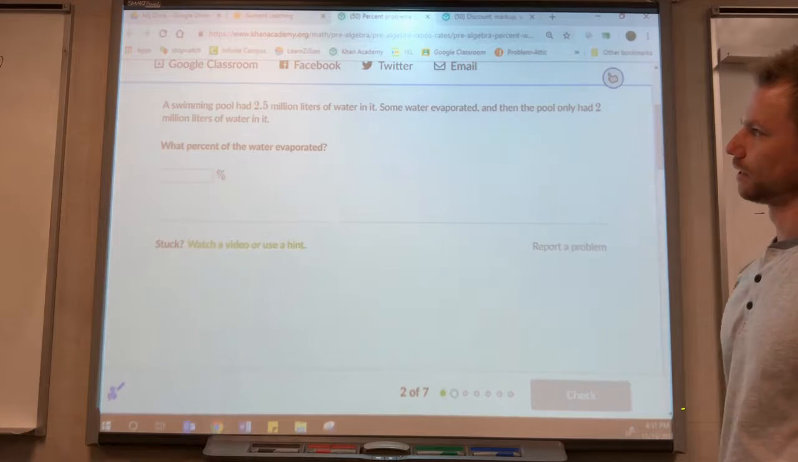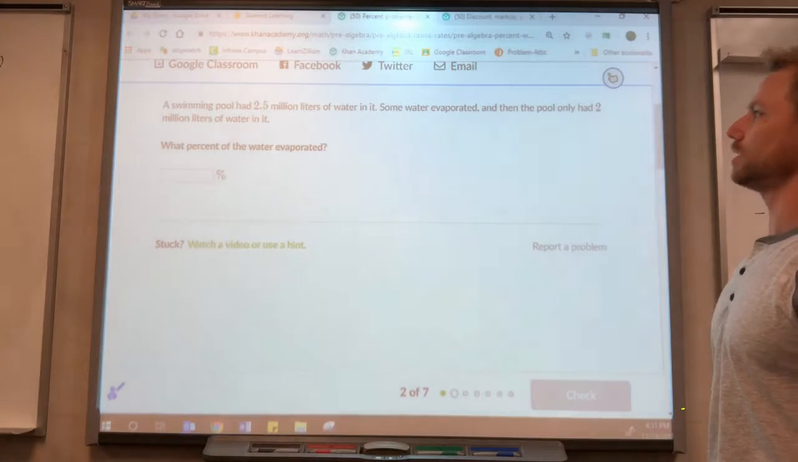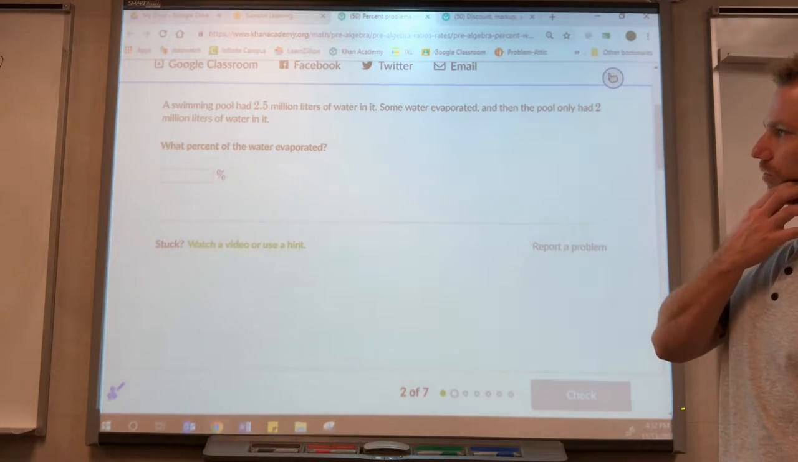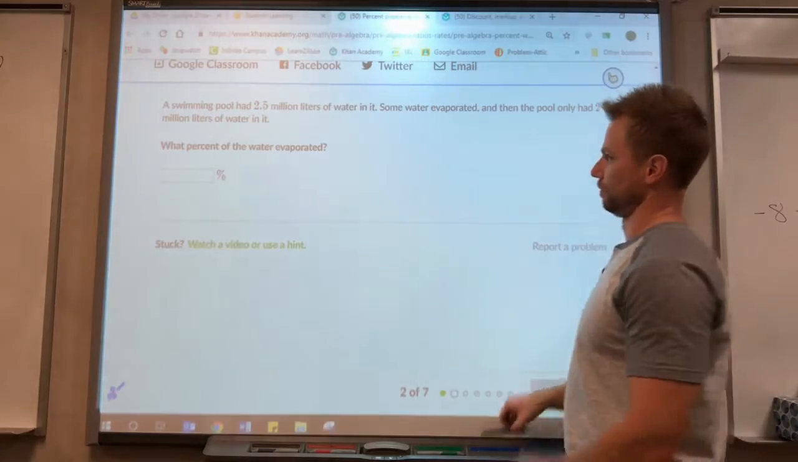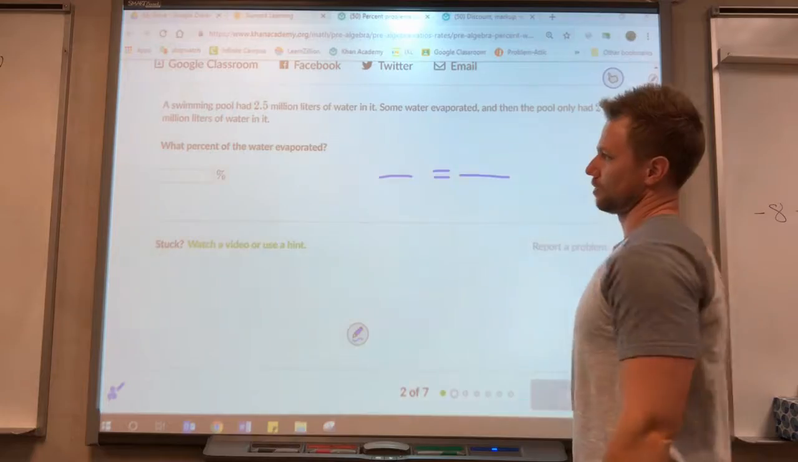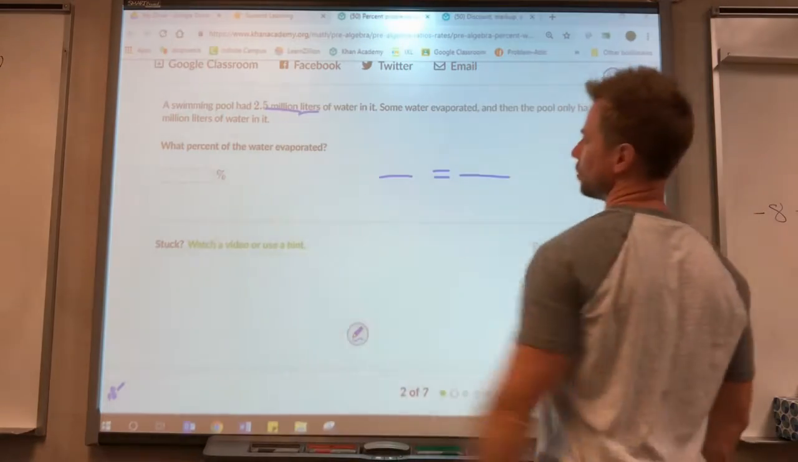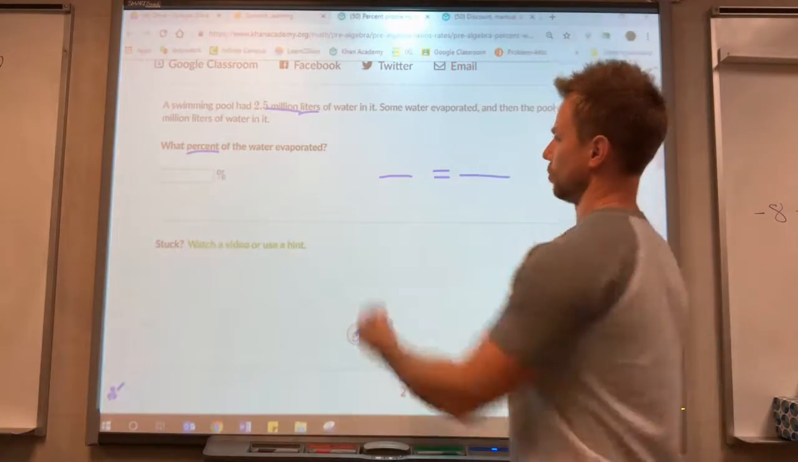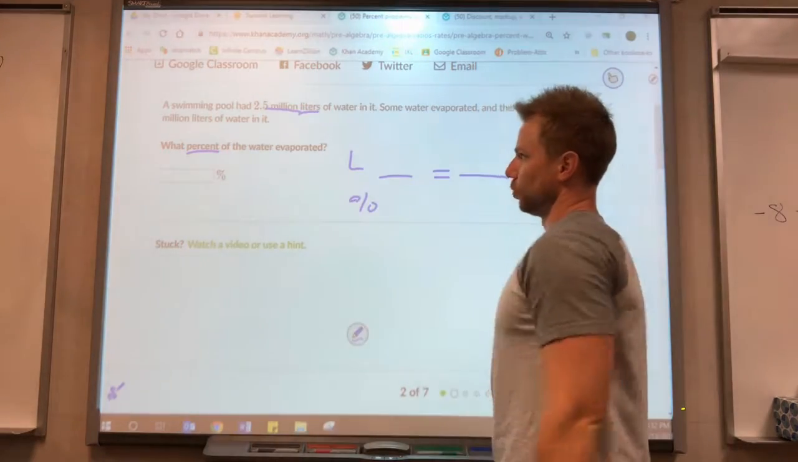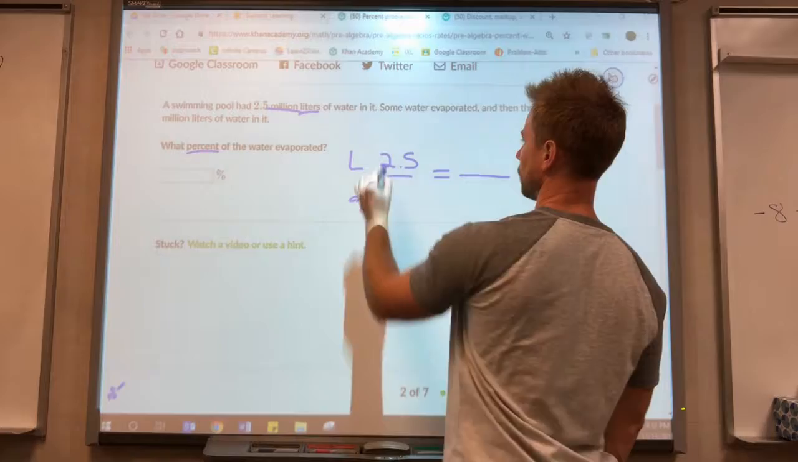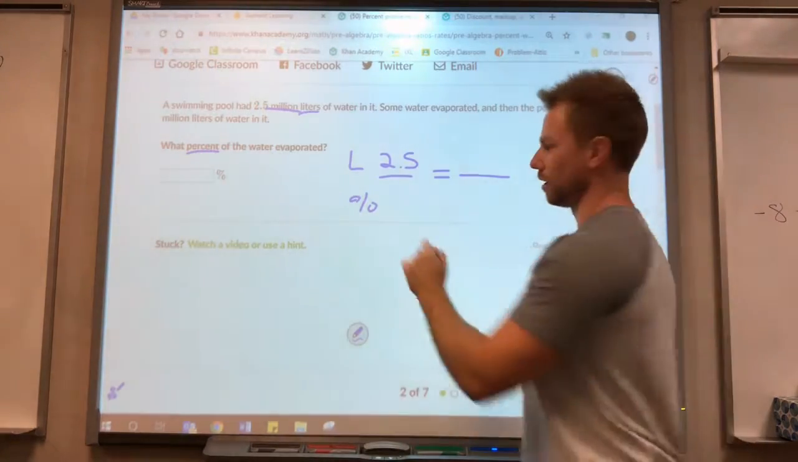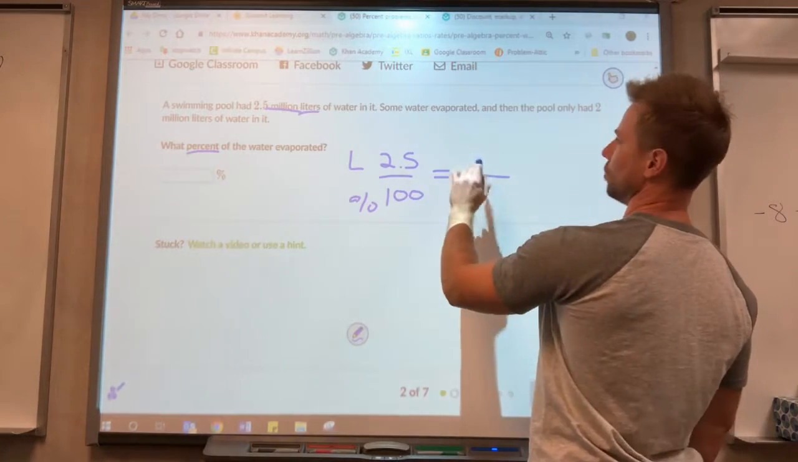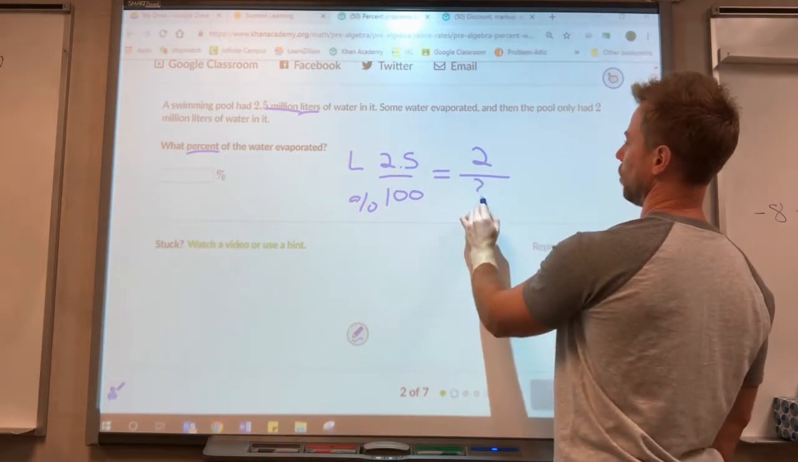Let's try another one. A swimming pool had 2.5 million liters of water in it. Some water evaporated, and then the pool only had 2 million liters of water in it. What percent evaporated? Okay, this is a little bit less steps. We have million liters and we have percent. Okay, our labels. So we have liters and percent. We started out with 2.5 million liters. Okay, that was the original. That's 100%. All right, and then it went down to only 2 million liters. Okay, what percent was that?